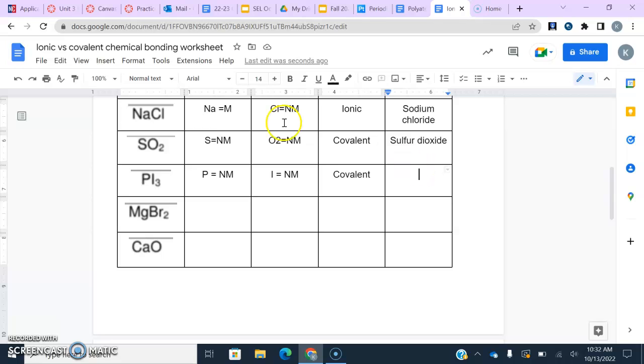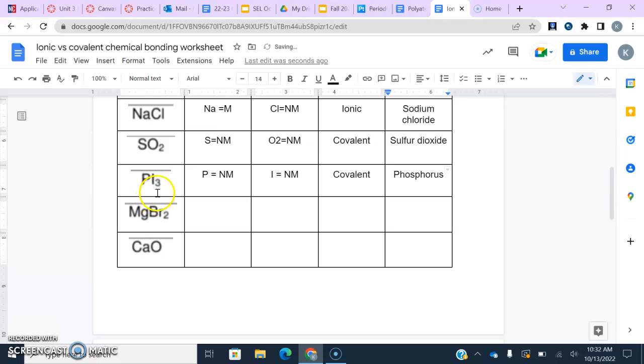For our ionics, we write the name of the metal and then the name of the nonmetal and change the ending to "ide," unless of course it's polyatomic, then you have to use your table. For our covalent bonds, remember we have to use the prefixes. There's one phosphorus here, and remember if it's the first element and there's only one, we don't have to add the mono. Mono only goes for the second element. So since it's the first one, we just write his name, which is phosphorus.